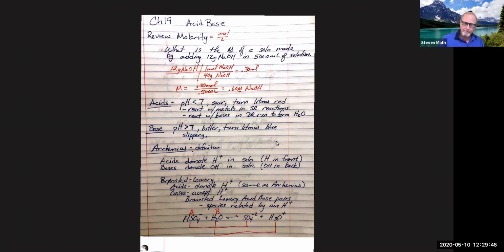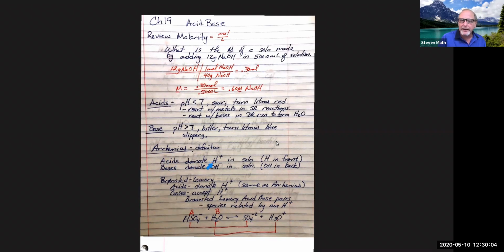Now, there are a couple different definitions of acids and bases. There are 3 definitions, as a matter of fact. We're going to talk about 2 of those. We're going to talk about Arrhenius definitions, and that's where it says that acids donate H+. All right, and what does that mean?